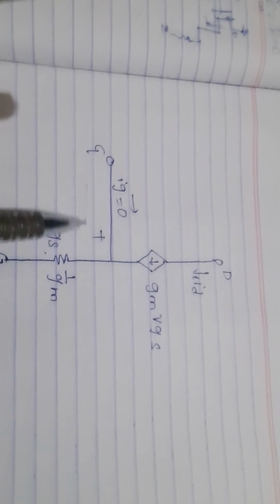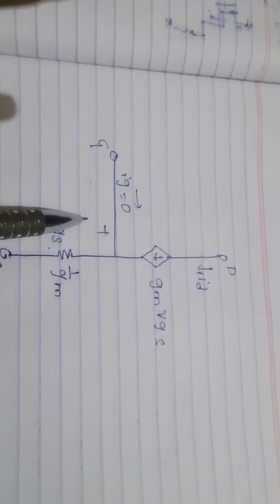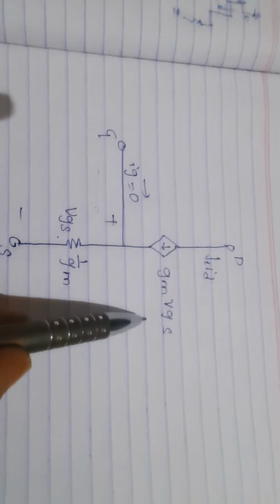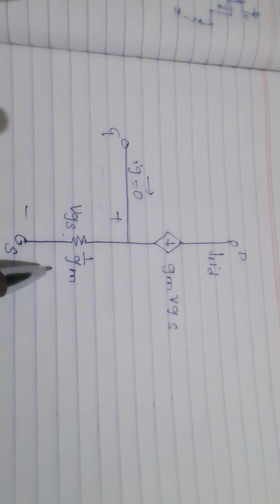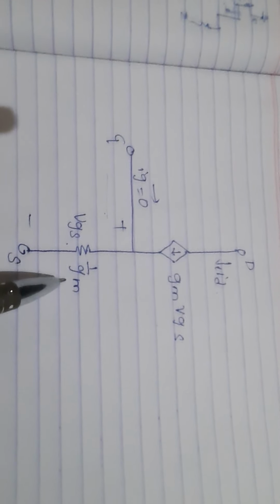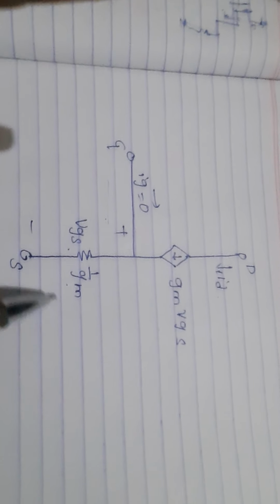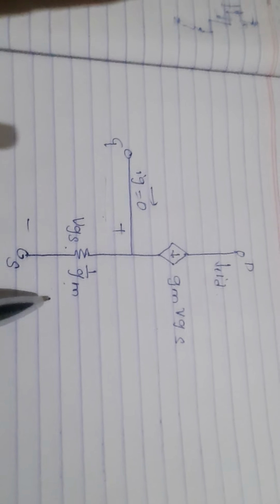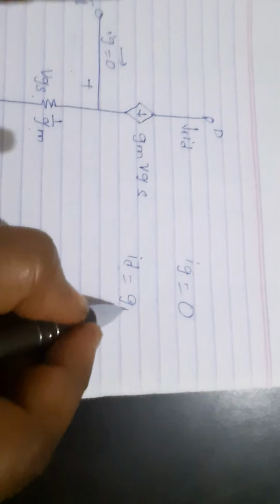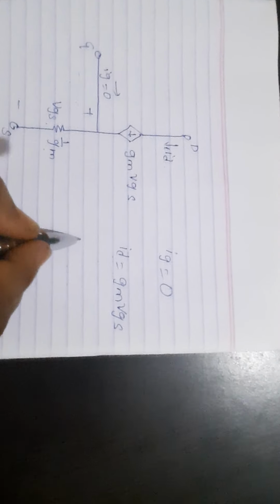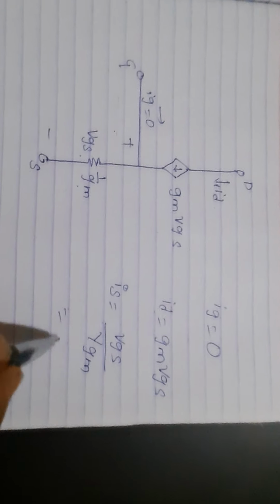Here in this one, Ig is still 0, and Id is Gm × VGS, and Is is VGS divided by 1/Gm, which is Gm × VGS. All are the same and nothing is changing. We have just redrawn it. We have made the gate current 0, the drain current Gm × VGS, same as the previous one, and the source current VGS divided by 1/Gm, or Gm × VGS.